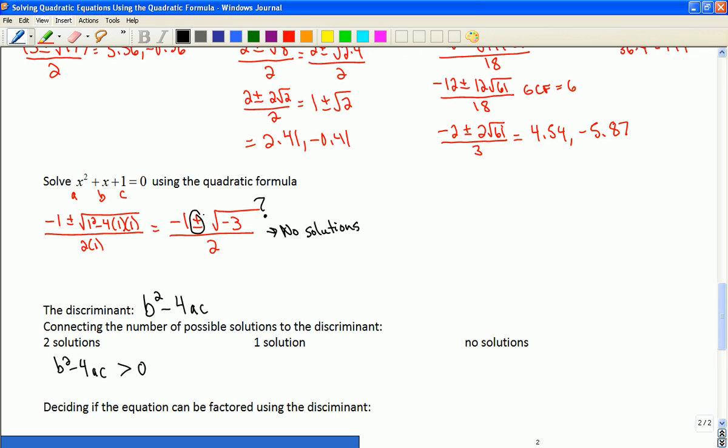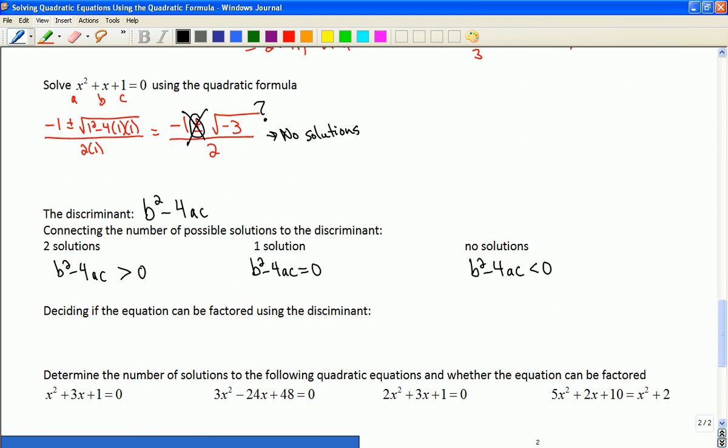If I want there to be one solution, what I have to do is get rid of that plus and minus action, and the only way I can do that is by adding 0. So if b squared minus 4ac is equal to 0, then adding and subtracting 0 just gives me the same single solution. And if there's no solution like we just saw here, b squared minus 4ac must be less than 0.